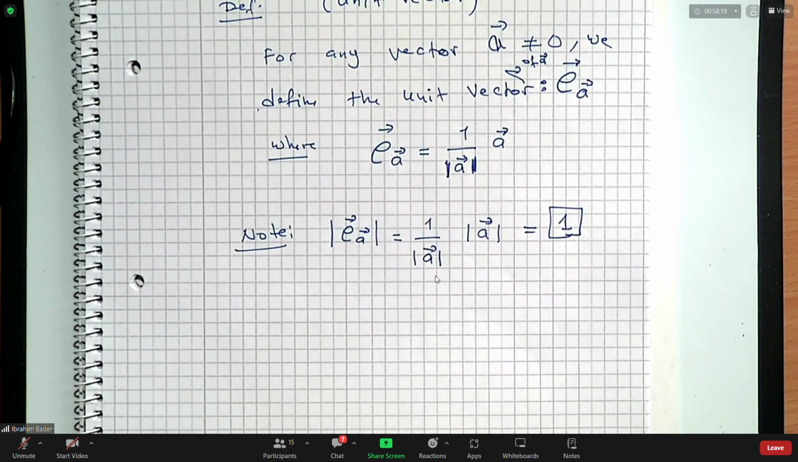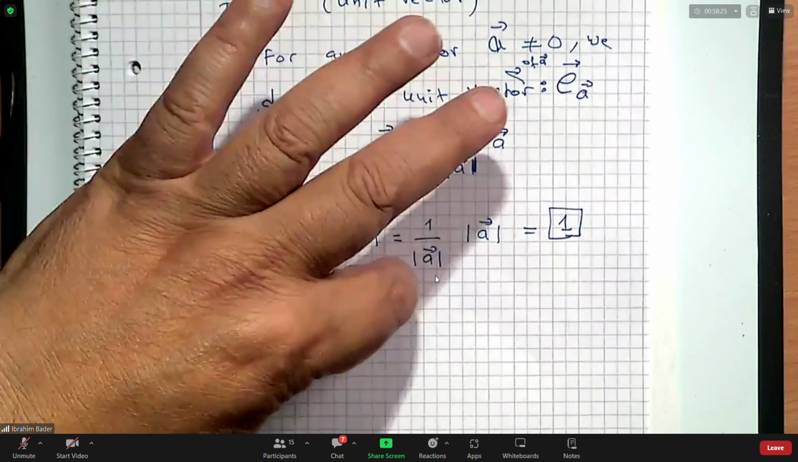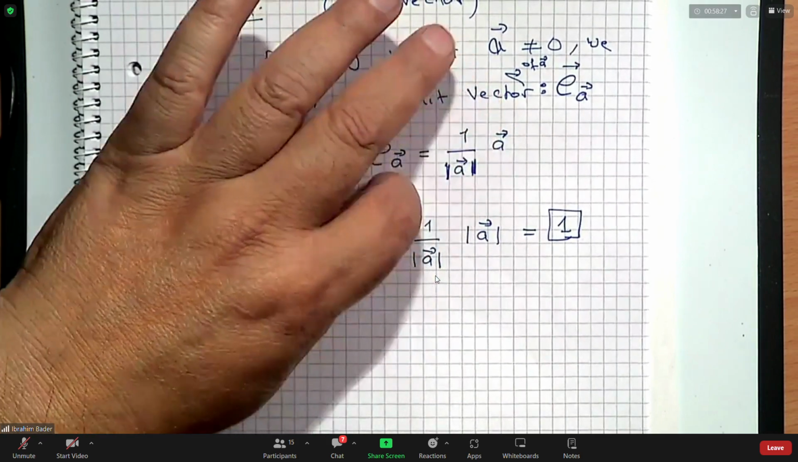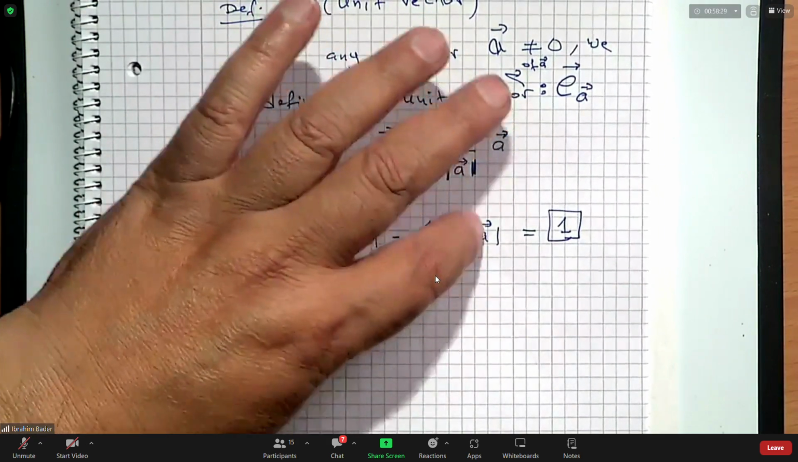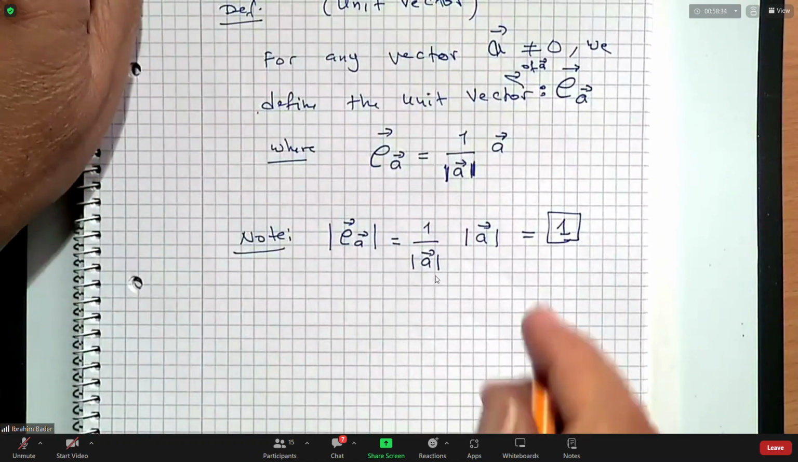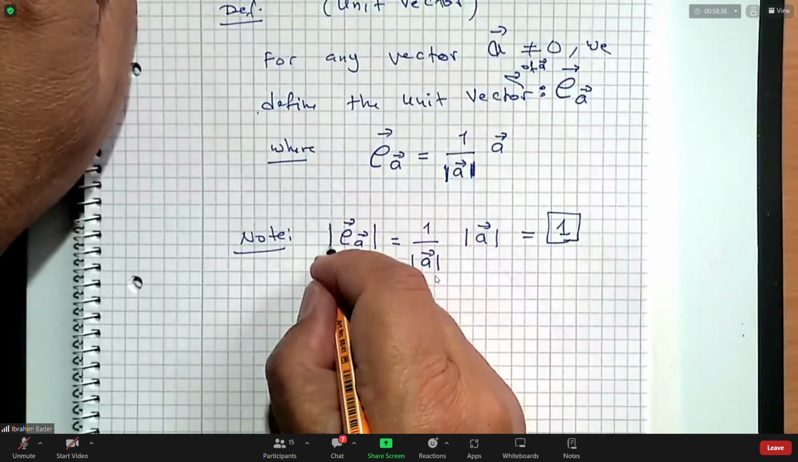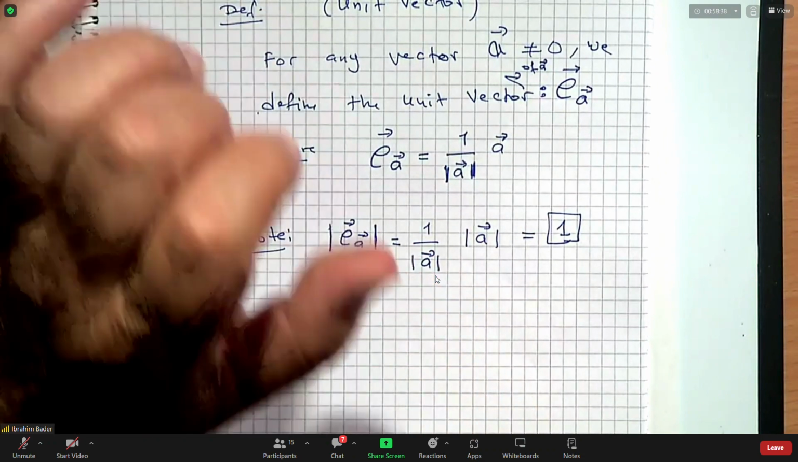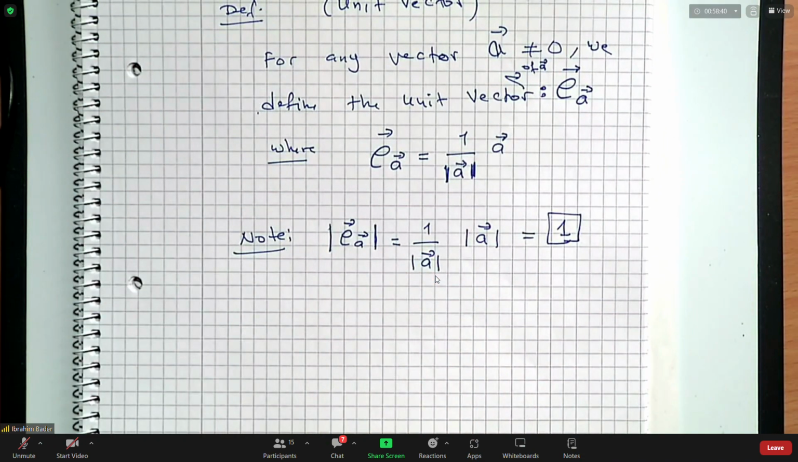So wherever you have a vector, you want to evaluate the corresponding unit vector. Very simple. Evaluate the magnitude, take its reciprocal, and then multiply it by the vector. So this is the unit vector here, which is a vector, but this one here is just the magnitude, which is a real number, which is 1. Okay, so questions?